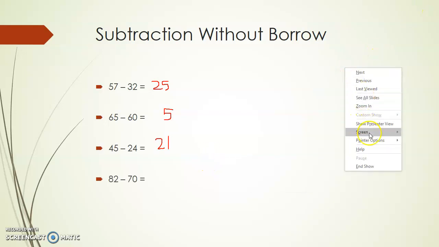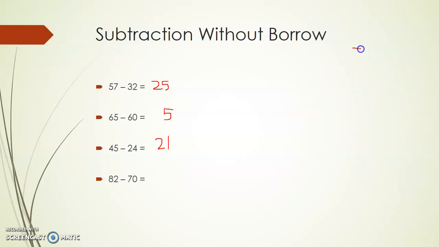Now 82 minus 70. Again, tens place, ones place, 8 tens and 2 ones minus 7 tens and 0 ones. Subtracting, we start with the ones place. Count from 0 to 2. After 0, 1, 2. We get 2. Now, after the ones place, come to the tens place. Count from 7 to 8. 7, 8. We get 1. So the difference between 82 and 70 is 12.